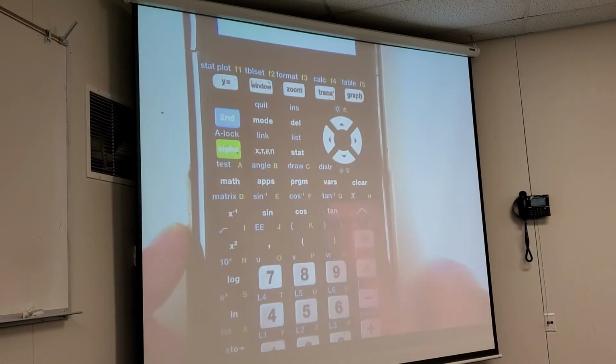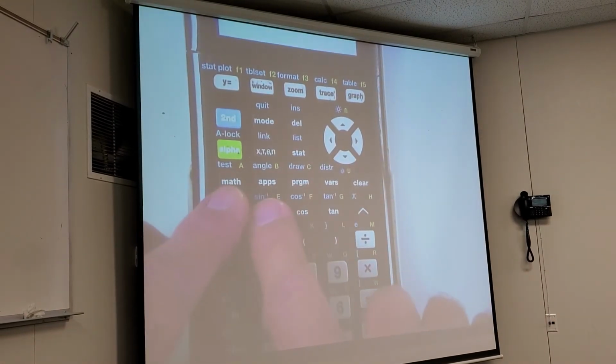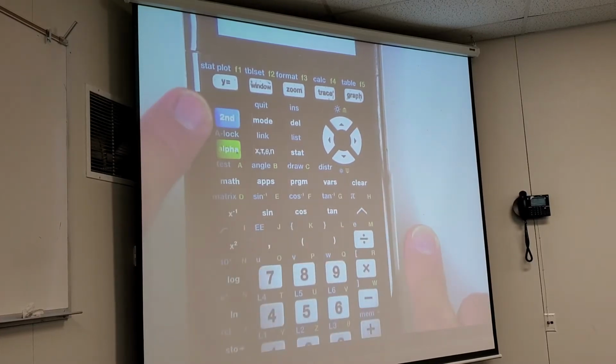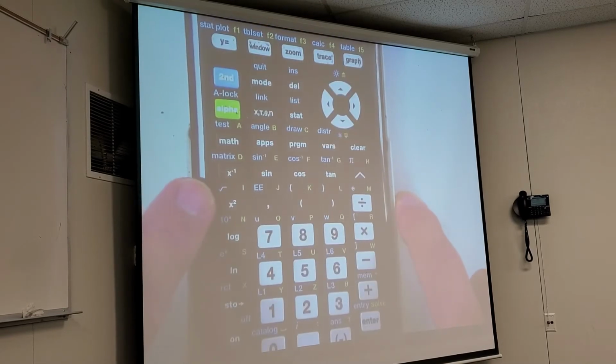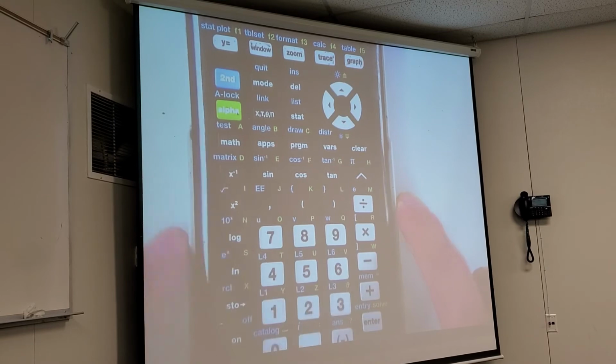Notice anything that's above the keys. For my calculator, it's written in blue. Some of you guys, it might be in yellow or something. So if you got the second button, that's like a shift button. So everybody do second, square root. You want to do x squared to get the square root symbol. See that?